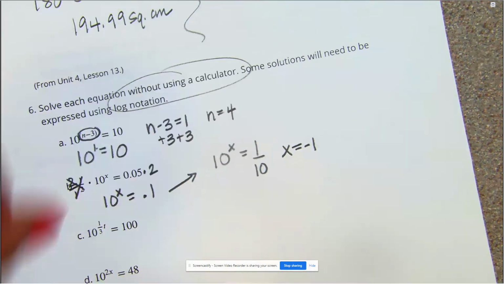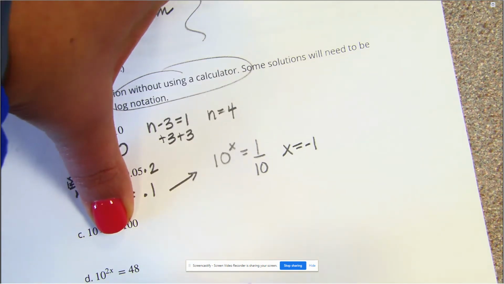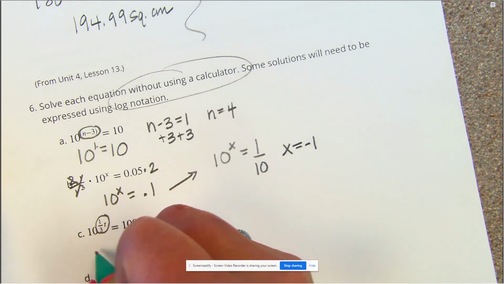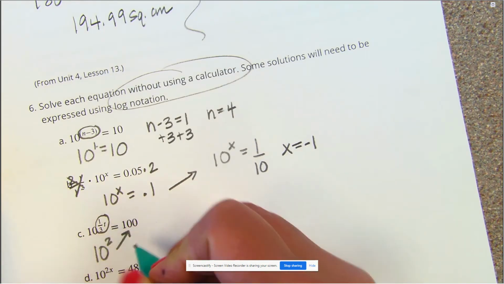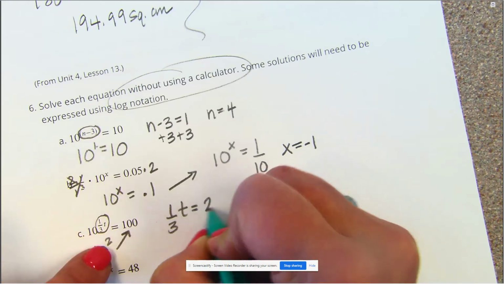All right, what do we have here? 10 to the what makes 100? I need that power to be 2. So this expression, I know 10 squared makes that. So 1/3 t needs to be 2.